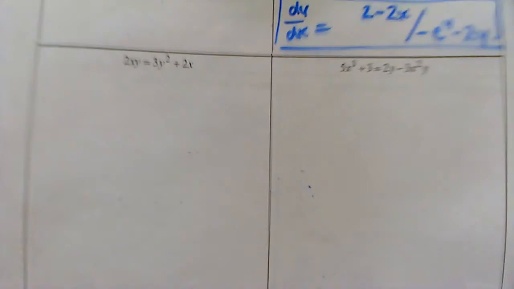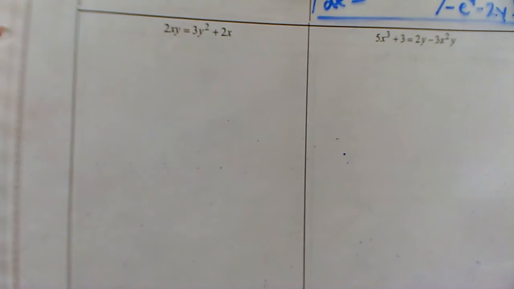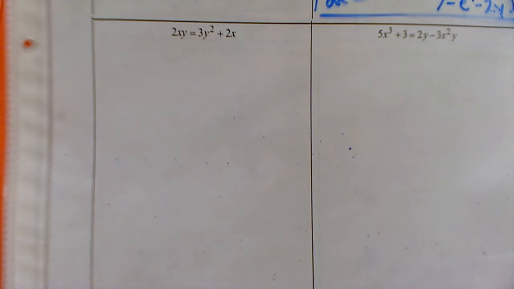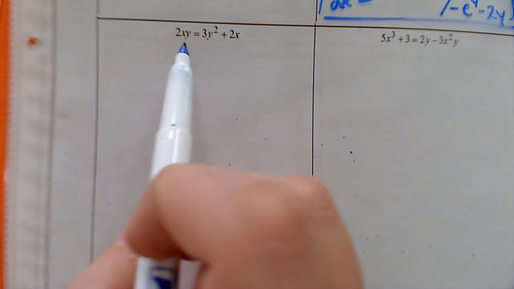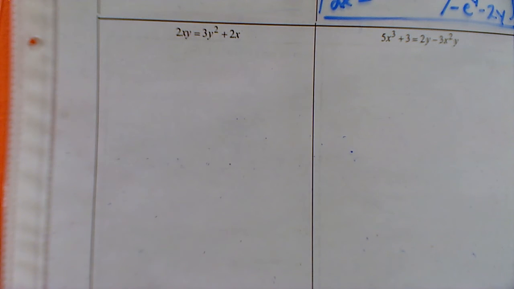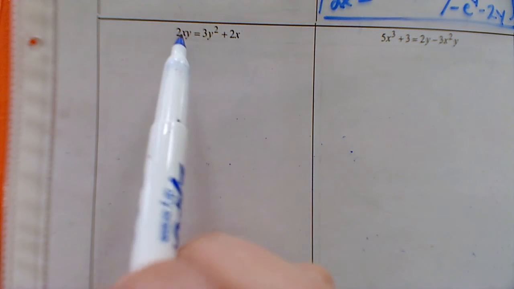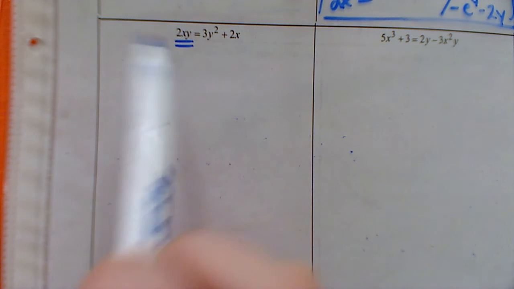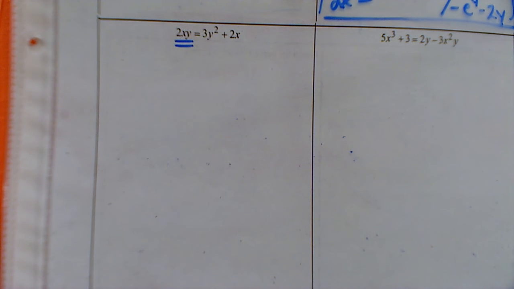Let's go ahead and try some more today. So we're going to take a look at the two at the bottom. All right, take a look at the next one. Notice how it's implicit. x's and y's are mixed through. How do you feel like taking the derivative of the first term on the left? Think about your shortcuts.